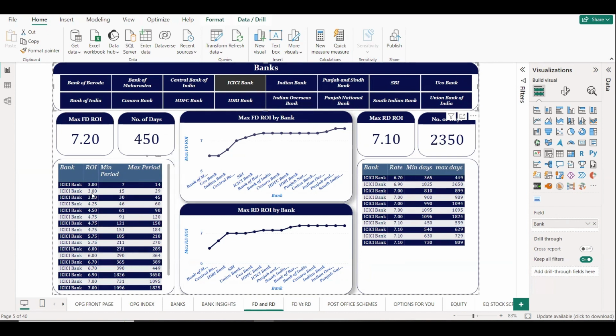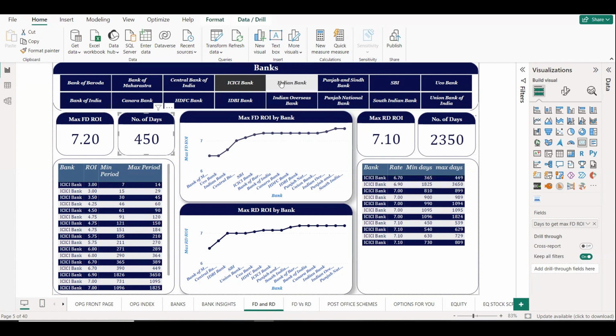So here the visual gives me a list where I can see the maximum FD return and the number of days that I have to invest to get the maximum FD return that is offered by ICICI Bank. And similarly, I can see the maximum RD return and the maximum number of days I have to invest in order to earn the maximum return.